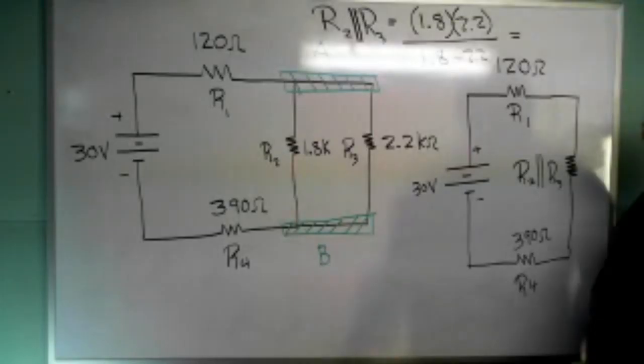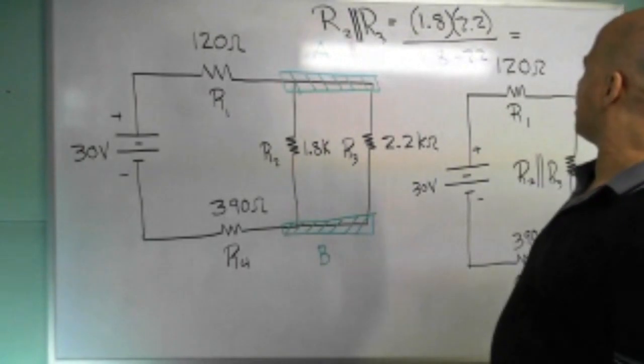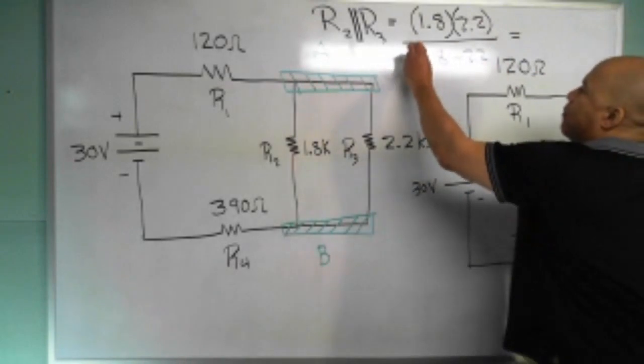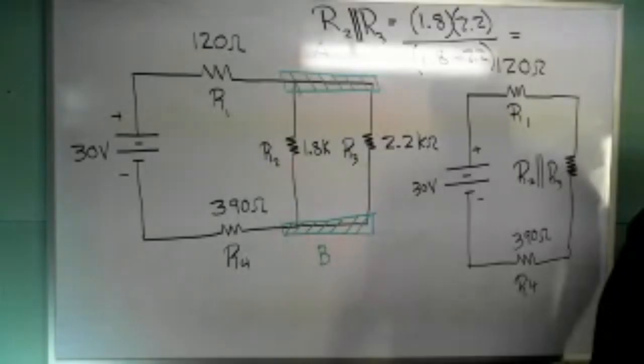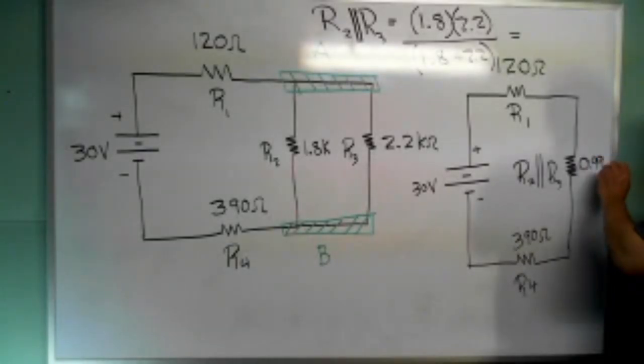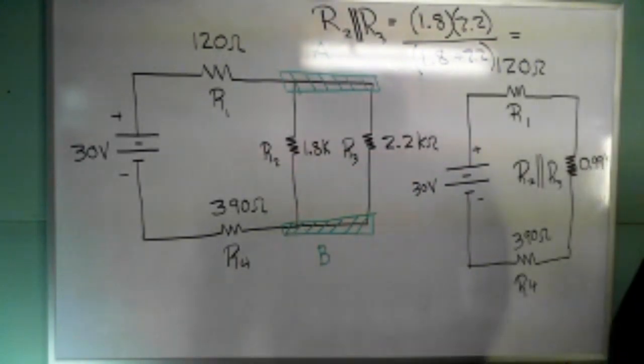Well, 1.8 times 2.2. Oh, you mean right here? You divided that by 4? Yeah. Really? Yeah, 1.8 times 2.2 is 3.96. So you get 0.99? Yeah. Okay. There's nothing wrong with that answer. I don't know why I expected something different.